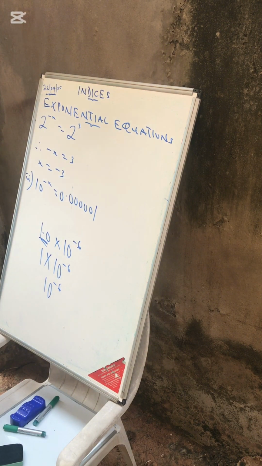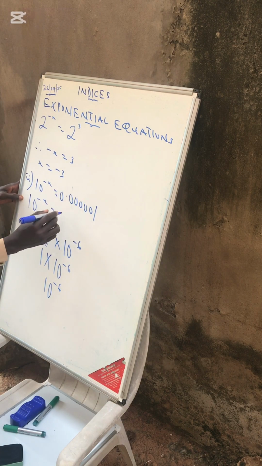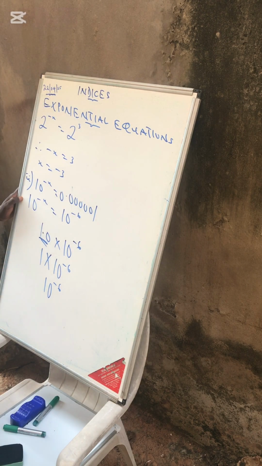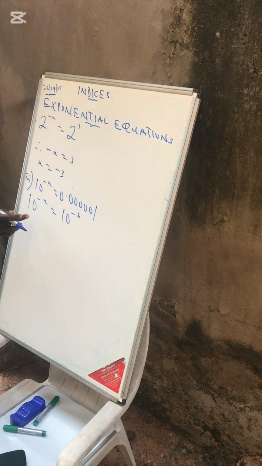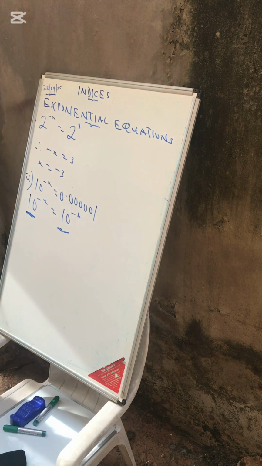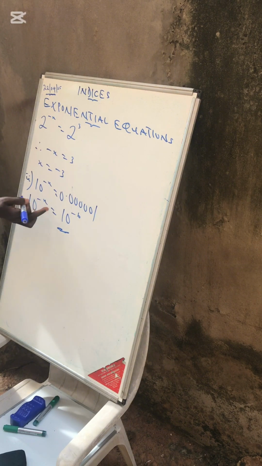Do you understand? So 10 raised to the power minus x equals 10 raised to the power minus 6. And what does that mean? The bases are the same, 10. That means the powers are the same. If the bases are the same, we can equate the powers. That means minus x equals what?